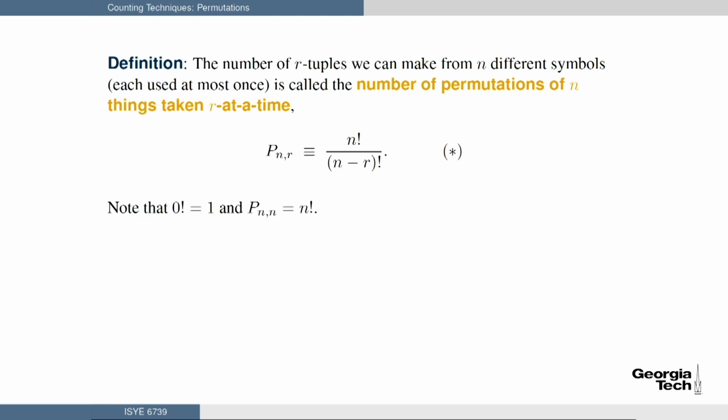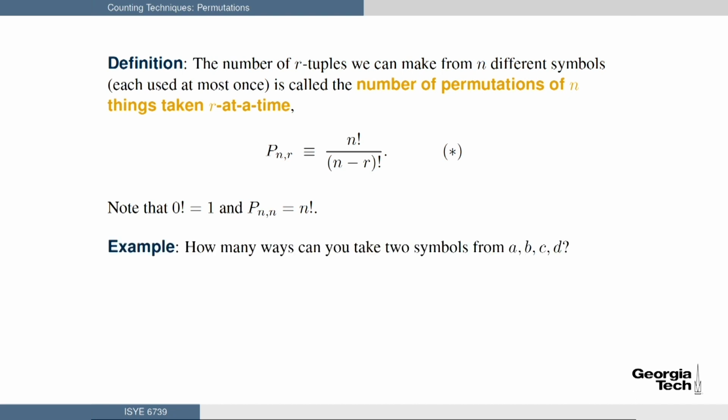Note that 0 factorial is defined to equal 1, and P(n,n) equals n factorial over n minus n, or 0 factorial, which equals n factorial. So that's the result actually from the last slide. Example, how many ways can you take 2 symbols from A, B, C, and D? Hopefully this will clear up some of the confusion of the definition, which is kind of a long definition.